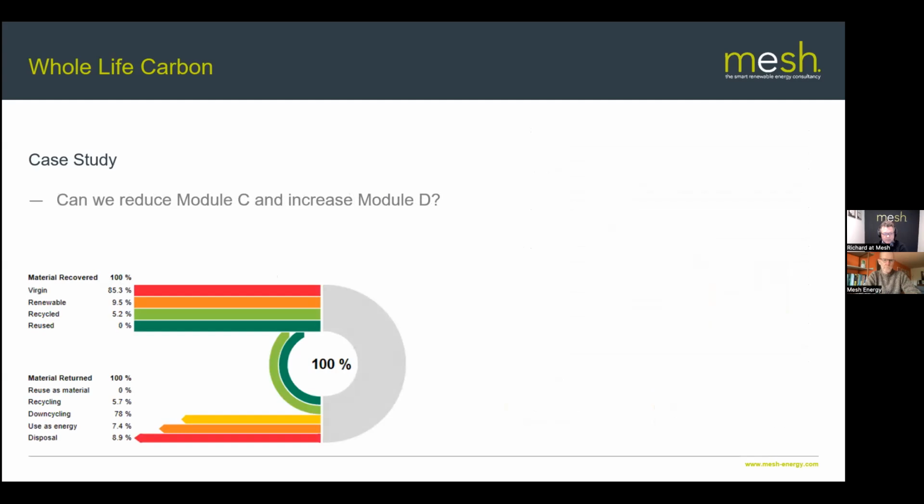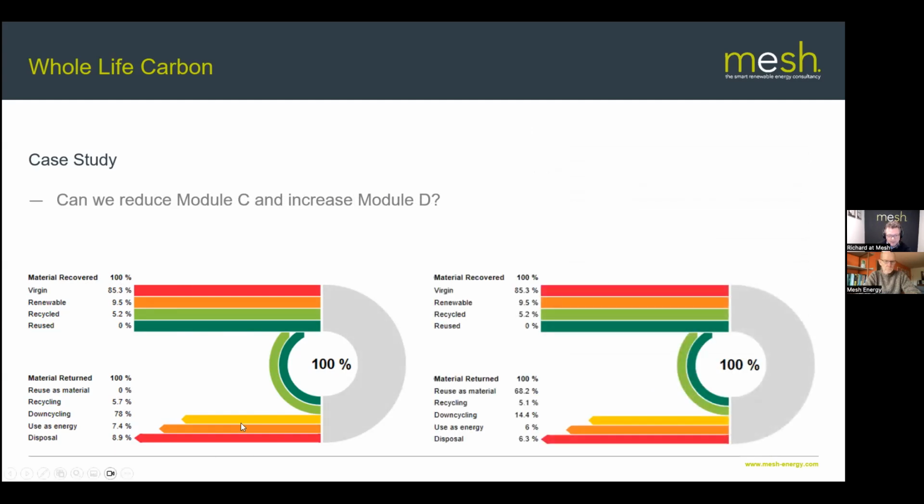And then, going back to module circularity briefly. Can we reduce module C and increase module D? Can we reduce the amount of virgin material, currently 85%, with only about 6% being recycled? How can we change this circle?